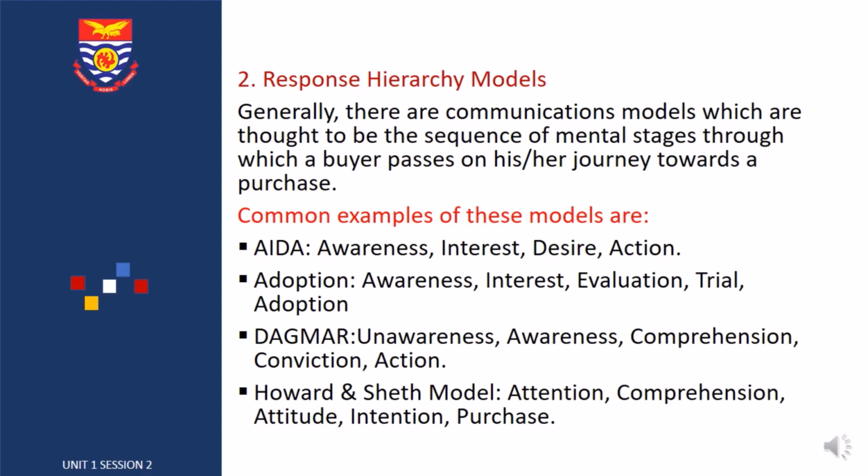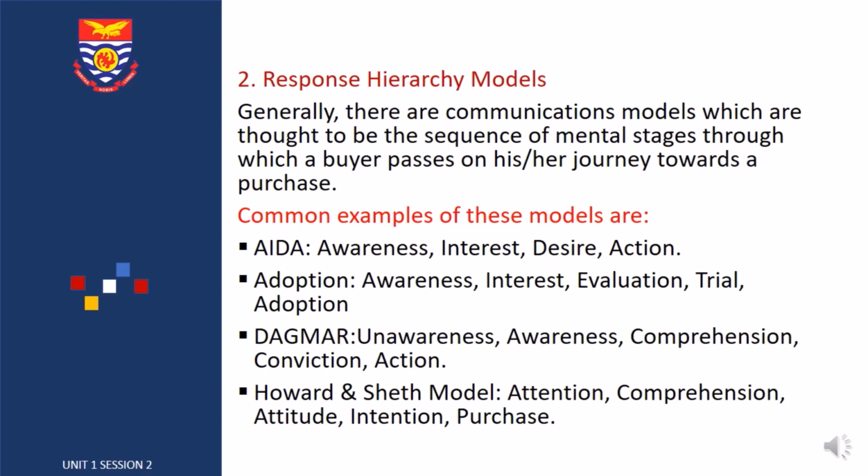And here we have several examples that we can use to explain the response hierarchy model. Here it is talking about a hierarchy. Before somebody will buy something, there should be a hierarchy or a process that the person will have to go through before making a decision. One example of this has to do with the AIDA model. Under the response hierarchy model, we have the AIDA model, the adoption model, the DAGMAR model, and the Howard and Sheth model as well.